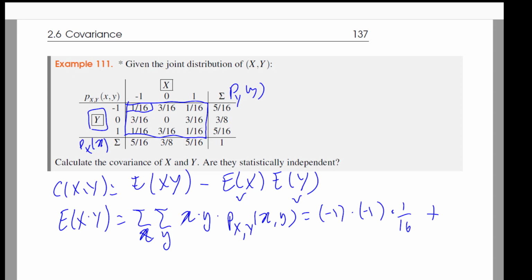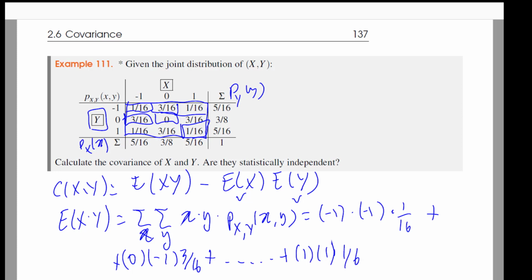Then plus, right, because we have this double summation. We continue here. Plus, now you do the second term. Corresponding value of x is 0. Corresponding value of y is negative 1 still, times 3/16. All right, and then you keep going. All right, you do this term, then you're going to do this one, all right, till you get to this one. So let me do the last one. Value of x is 1, value of y is 1 as well, and probability is 1/16. All right, so if you do this calculation correctly, this should be 0.